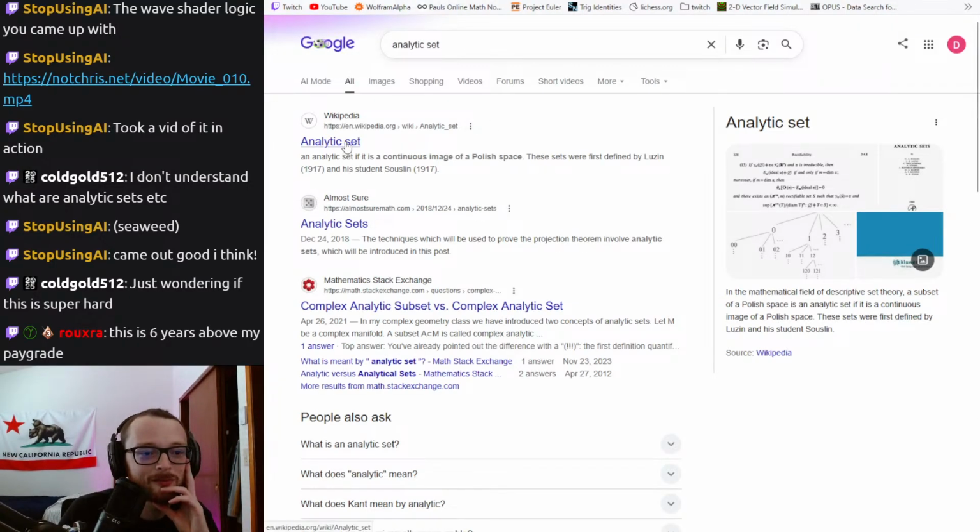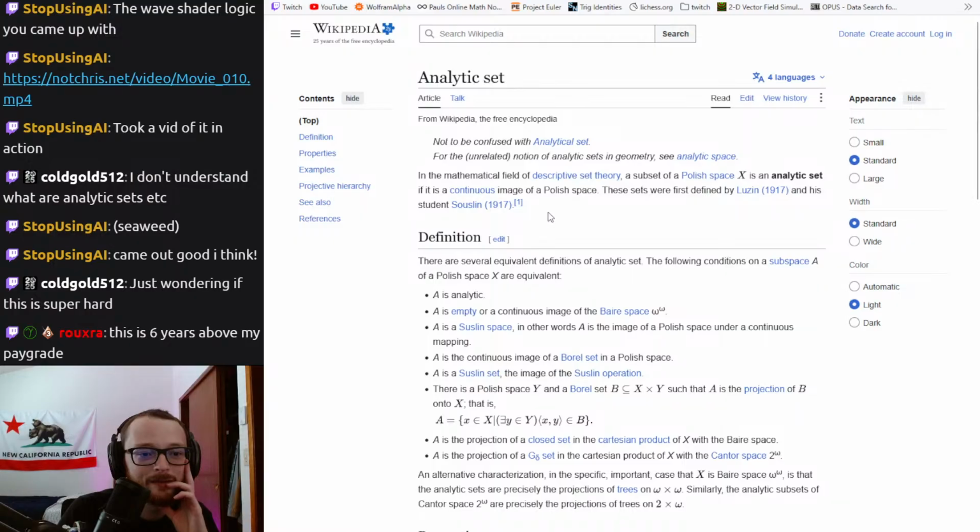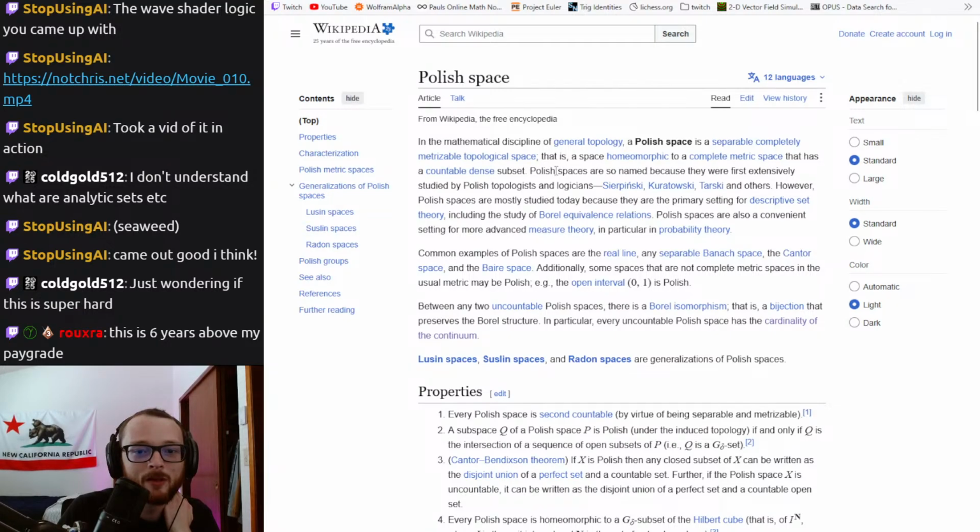Let's see if we can jog something loose if we do enough Googling. In the mathematical field of descriptive set theory, a subset of a Polish space X is an analytic set if it is a continuous image of a Polish space. Okay, well, what the hell is a Polish space? A Polish space is a separable, completely metrizable topological space. In your case, that didn't make sense to you. That is, a space homeomorphic to a complete metric space that has a countable dense subset. Oh, okay. I guess the name Polish space is because a lot of Polish people initially studied them.